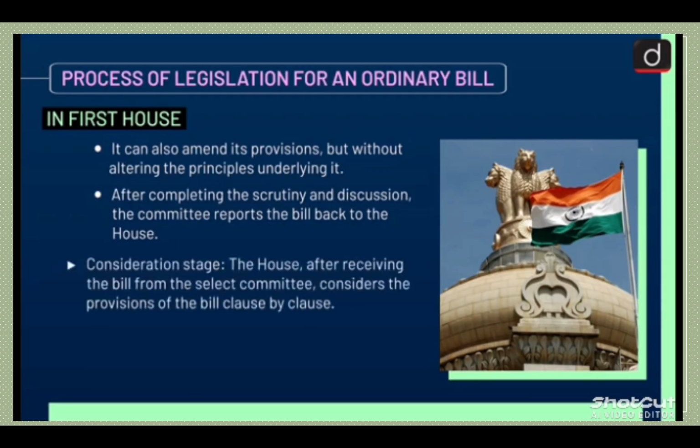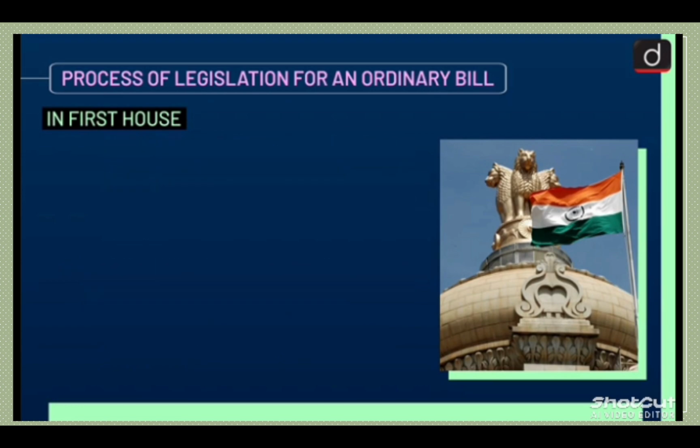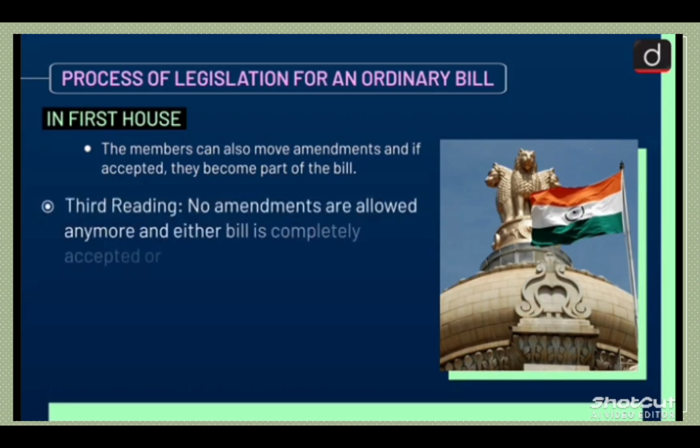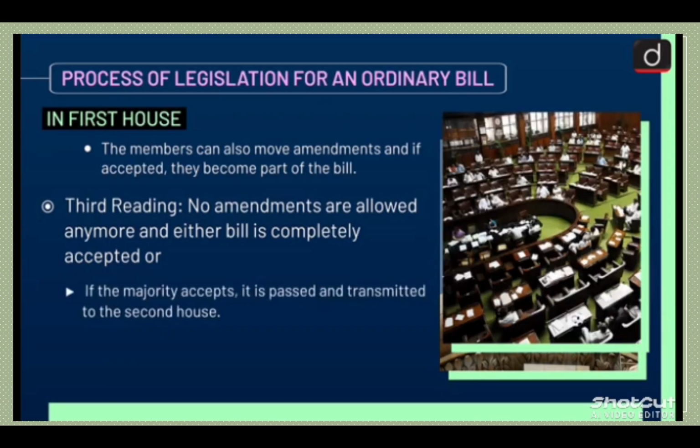Next stage is consideration stage. The House, after receiving the bill from the select committee, considers the provisions of the bill clause by clause. Each clause is discussed and voted upon separately. The members can also move amendments and if accepted, they become part of the bill. Third reading. No amendments are allowed anymore and either the bill is completely accepted or rejected. If the majority accepts, it is passed and transmitted to the second house.